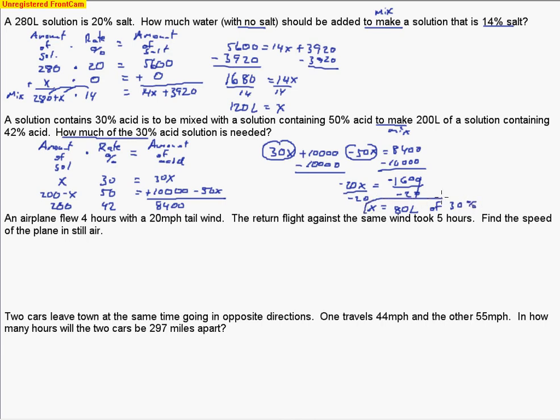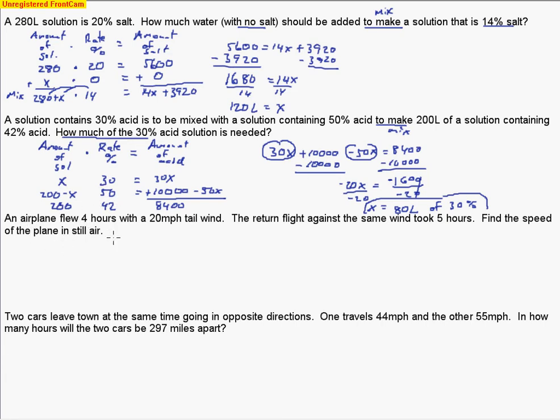So going back to the problem though real quick, it makes sense because you look at 42, and 42 is closer to 50, and then 42 to 30. So we know we've got to have more of the 50%, and we would have more of the 50%. We would have 120 liters of the 50%. All right, well, let's take a look at our next one.